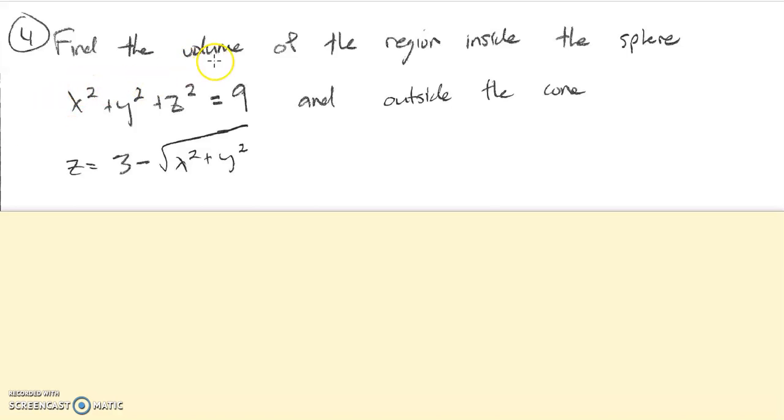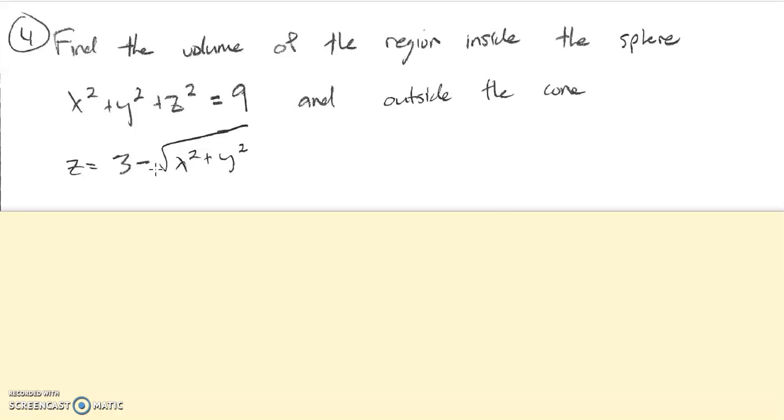I want you to find the volume of the region inside the sphere x squared plus y squared plus z squared equals 9, that has a radius of 3, and outside the cone, z equals 3 minus root x squared plus y squared. Now, you're definitely going to do this with cylindrical coordinates. The question is, what are all the bounds and what's everything look like?